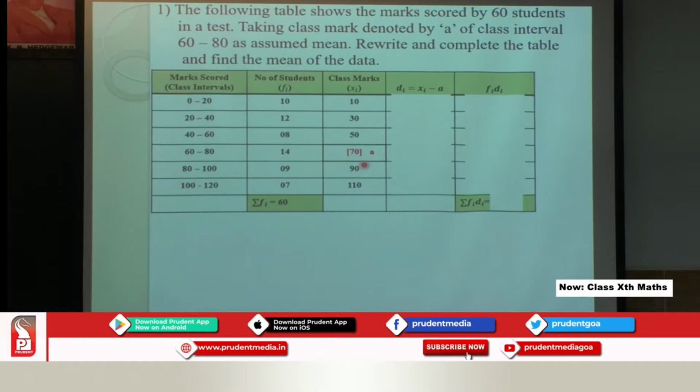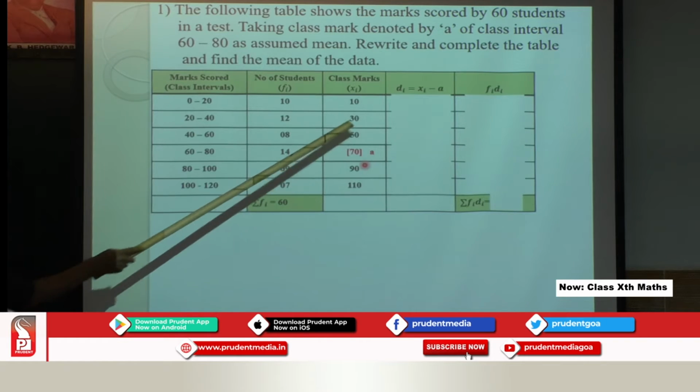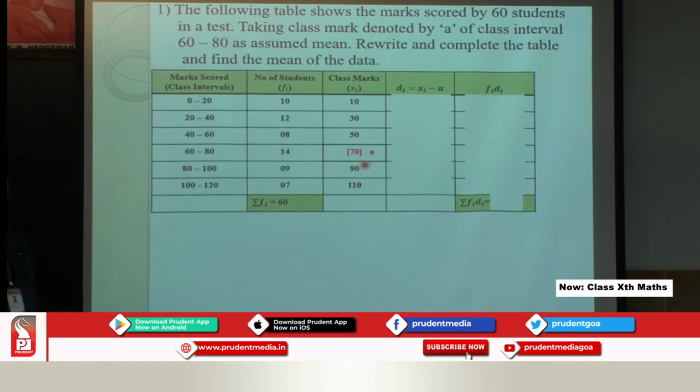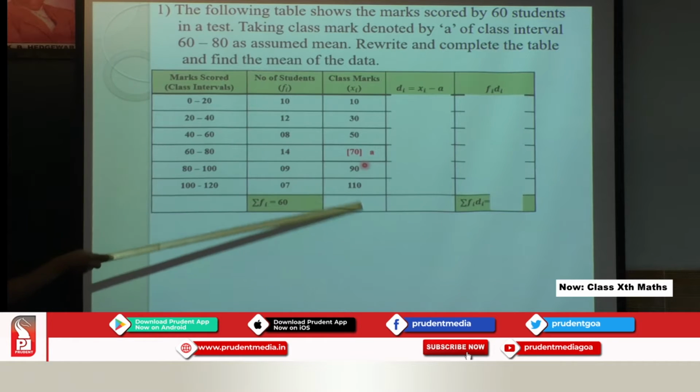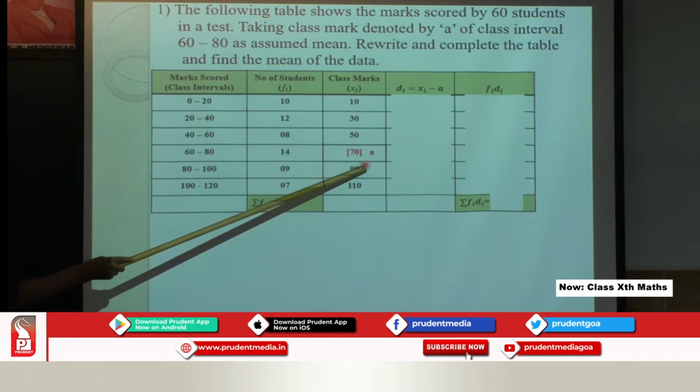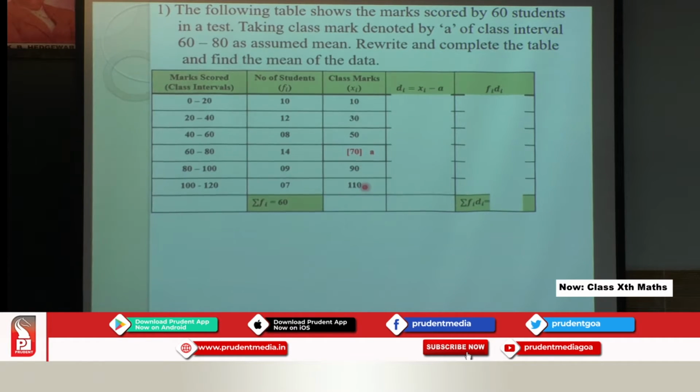Now what is the next step? The next step is finding the deviation, di. Di is given as xi minus a. These numbers are all your xi, and one of those numbers is your a. So let us subtract the numbers.